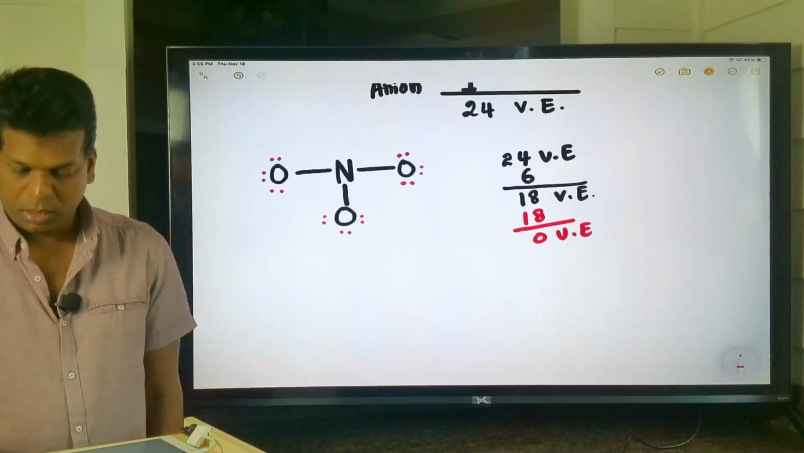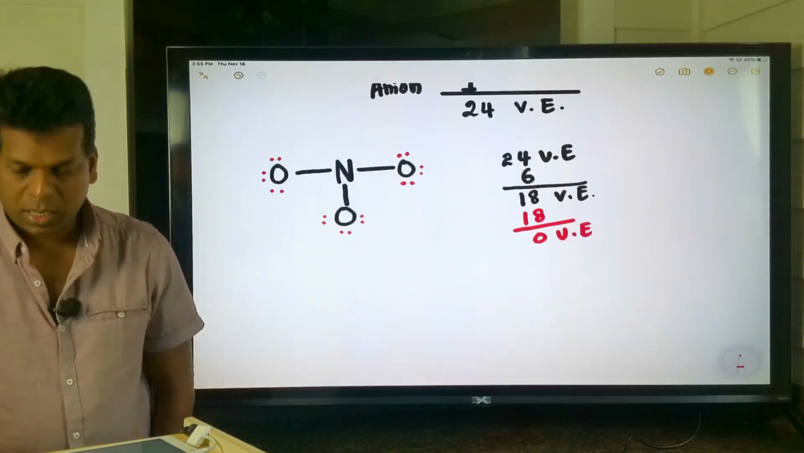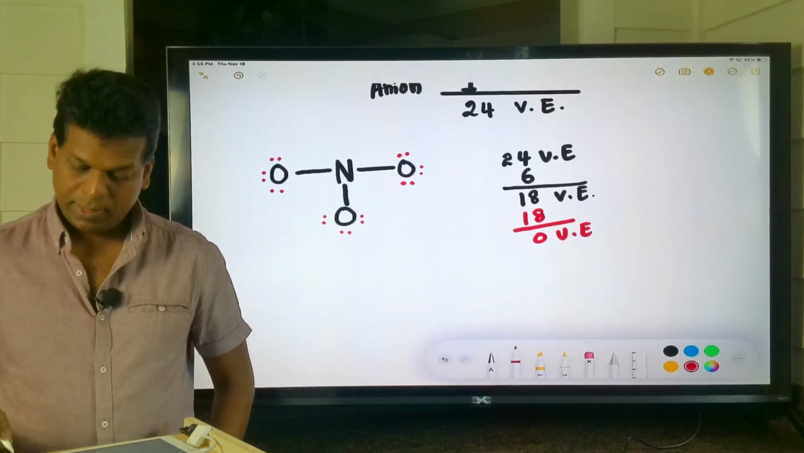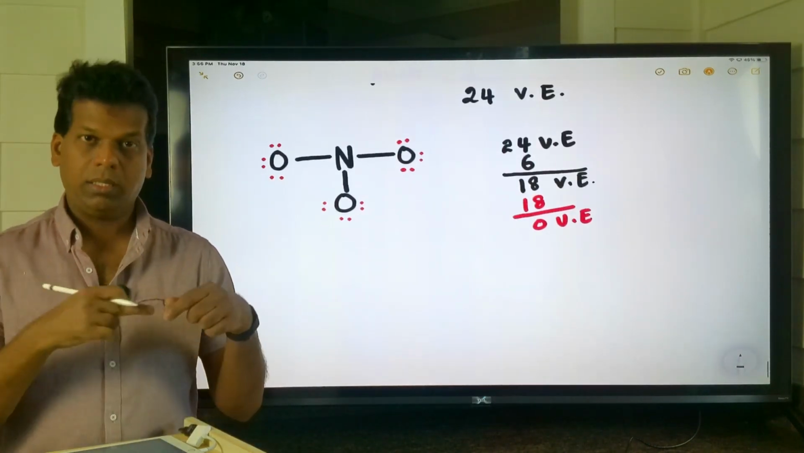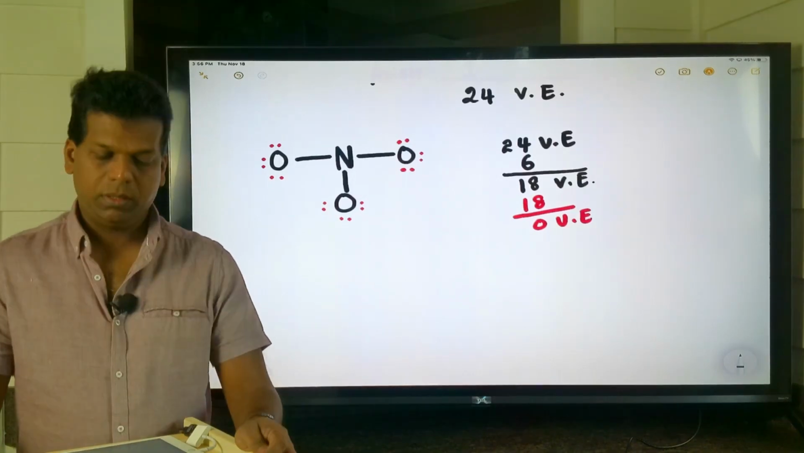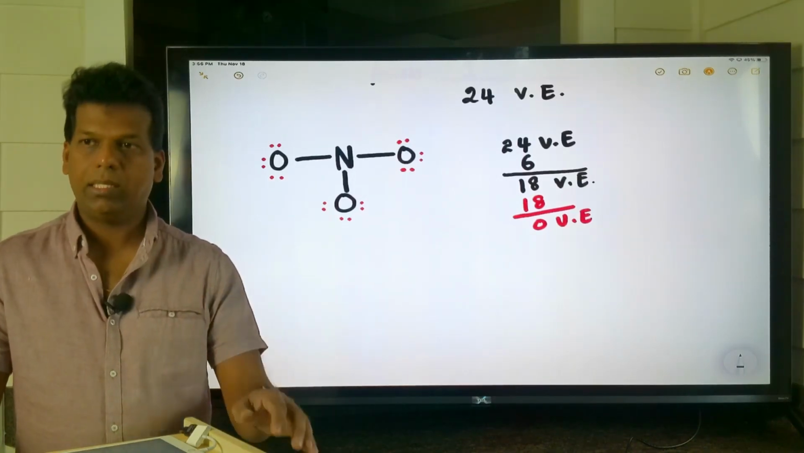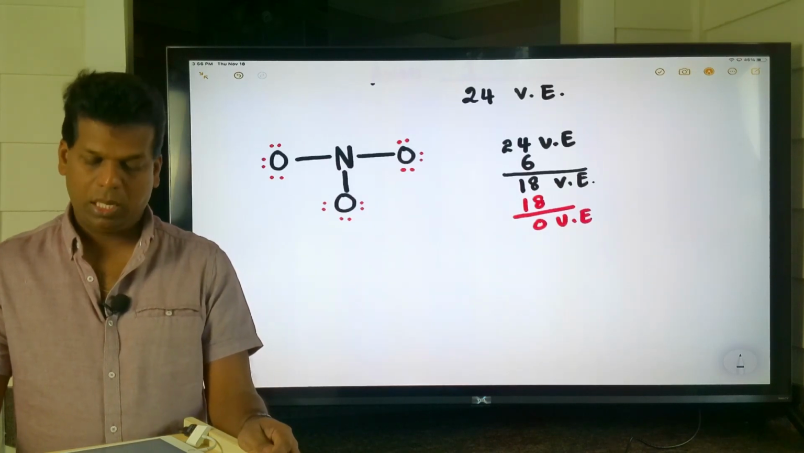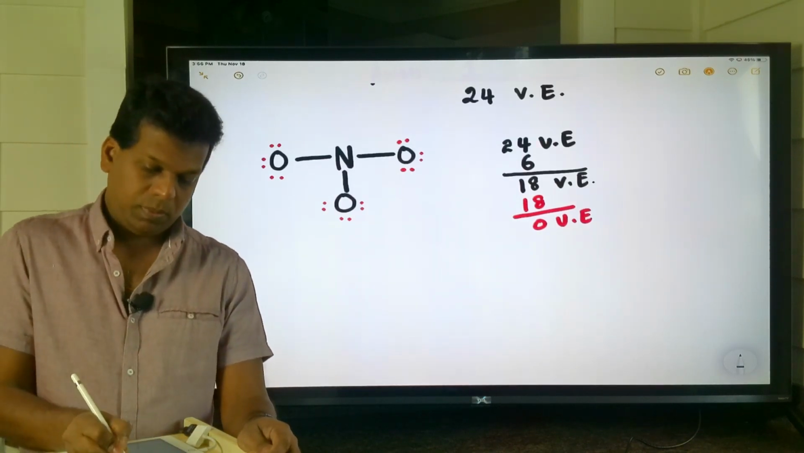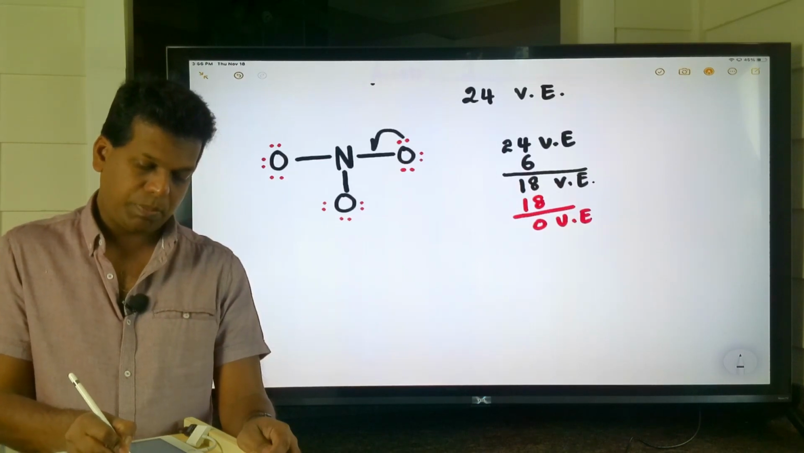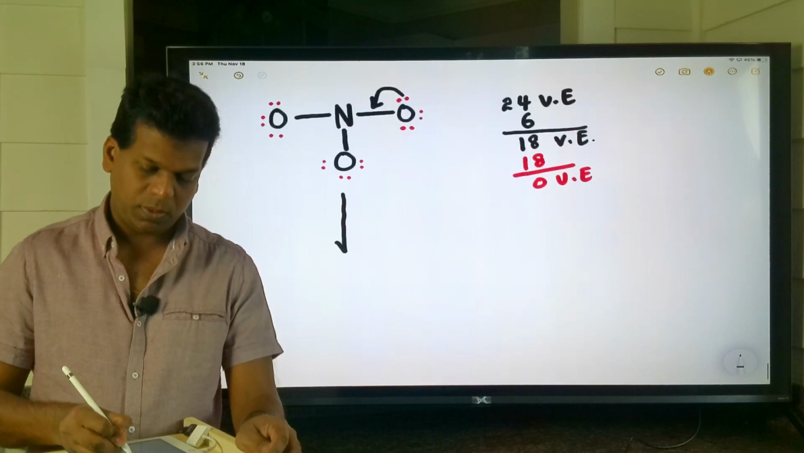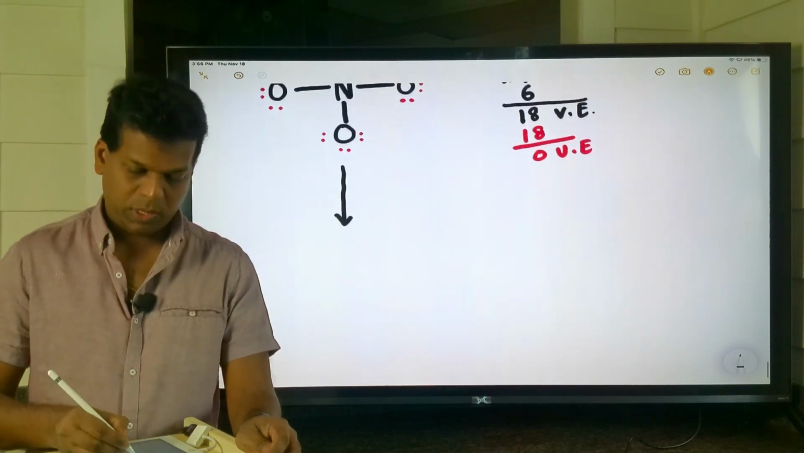But if you look at nitrogen, nitrogen doesn't have 8 electrons. Nitrogen has only 6 electrons because there are 3 bonds around nitrogen. But nitrogen needs 8 electrons. The octet must be completed for nitrogen. How can we do that? You can share one of these pairs with nitrogen. If you do, what we get is this.